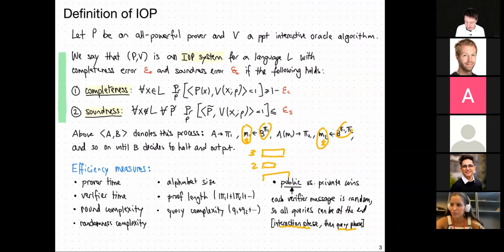Anyways, the cleanest way to think about IOPs is as public coin IOPs. We will basically not be touching any private coin IOPs. I don't know of any interesting construction as a private coin IOP. In a public coin IOP, you have an interaction phase, which is basically the verifier just sends randomness at every round, and doesn't touch any of the prover messages. After the interaction, it will query some of the prover messages at some locations and then make up its mind, okay?